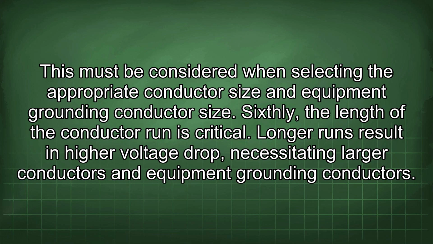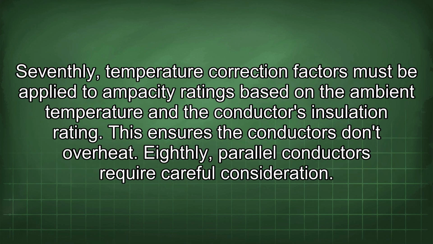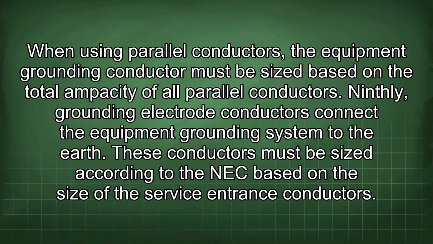Sixthly, the length of the conductor run is critical. Longer runs result in higher voltage drop, necessitating larger conductors and equipment grounding conductors. Seventhly, temperature correction factors must be applied to ampacity ratings based on the ambient temperature and the conductor's insulation rating. This ensures that conductors don't overheat. Eighthly, parallel conductors require careful consideration. When using parallel conductors, the equipment grounding conductor must be sized based on the total ampacity of all parallel conductors.